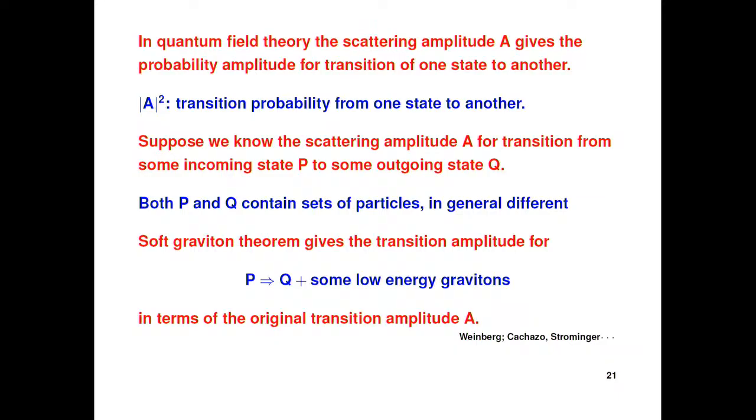So imagine that you want to calculate the transition probability for P going to Q plus some low energy gravitons. The soft graviton theorem tells us how to compute this in terms of the transition amplitude for P going to Q. While P going to Q is a very complicated object to calculate, this is simpler once you know P going to Q. So this is the content of the soft graviton theorem. It relates one process to another, even though both may have complicated expressions.